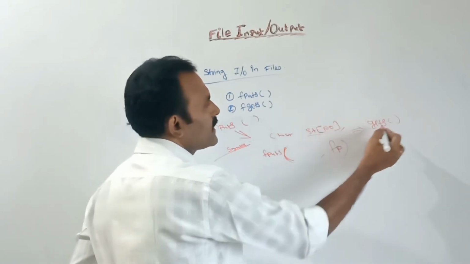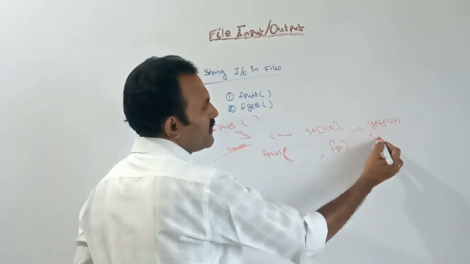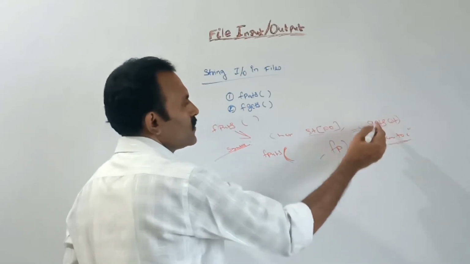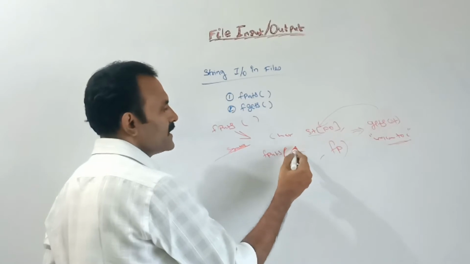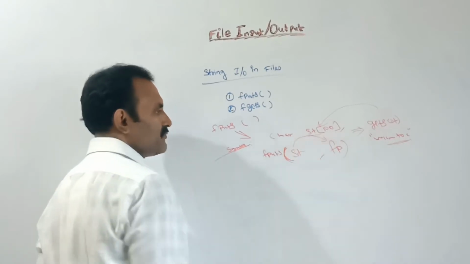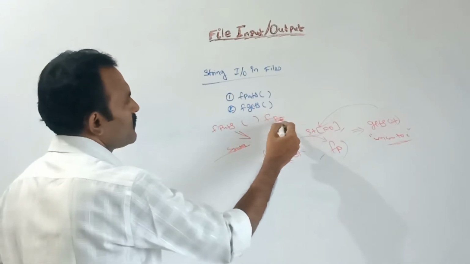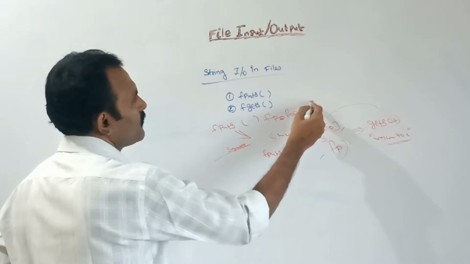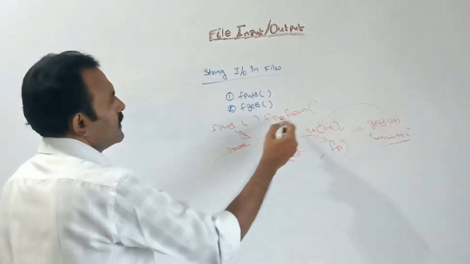I am getting the string into st. Suppose you give "welcome to C", this is the string, so this will be stored in st. Next, the content inside st is written to fp. Before that, we should open this file with fopen. In which mode are we going to open it? Let us assume the file name is test.txt.